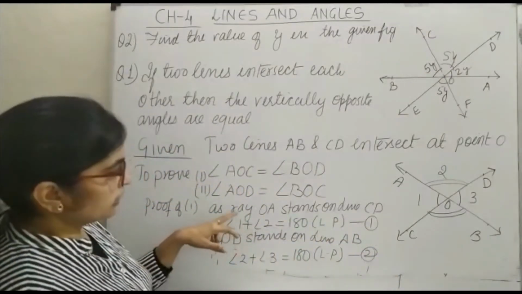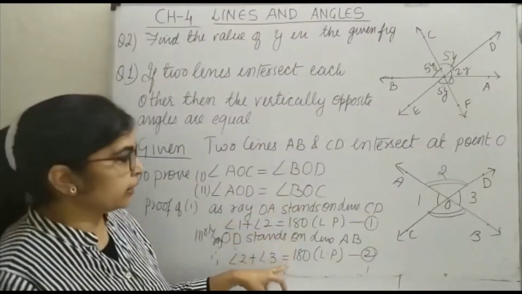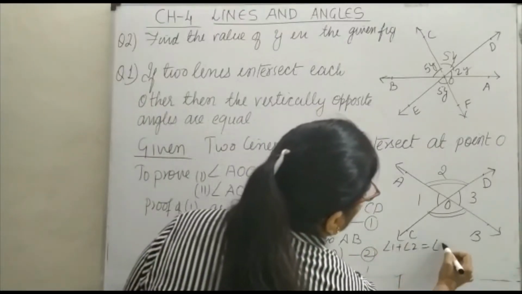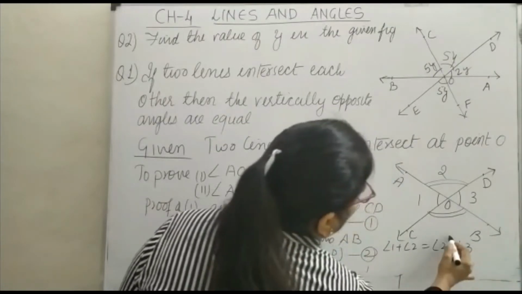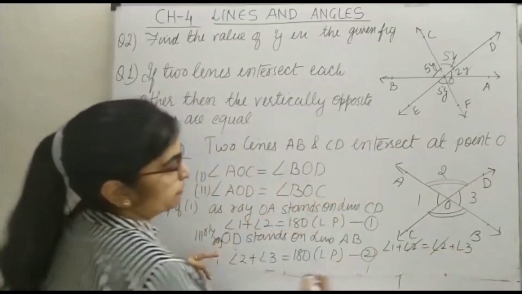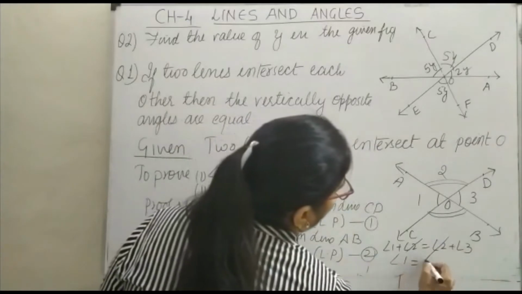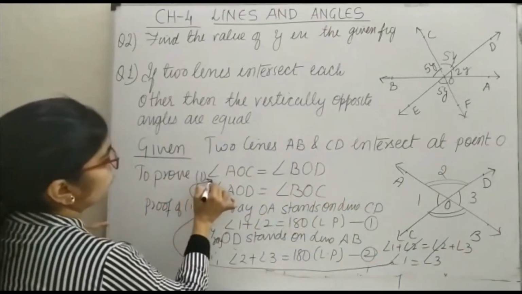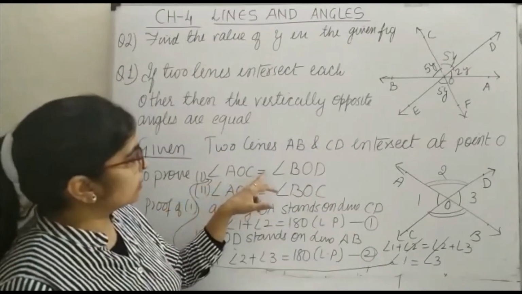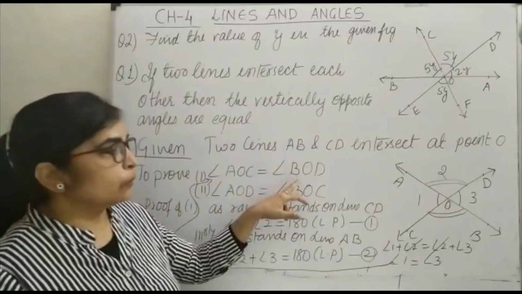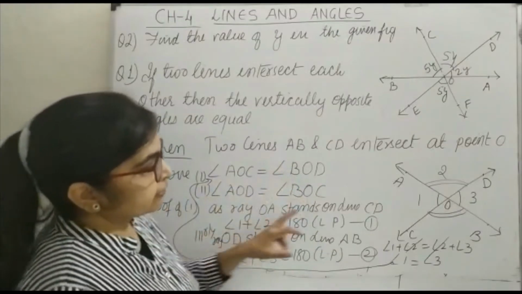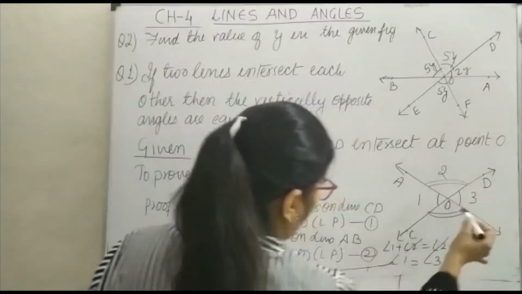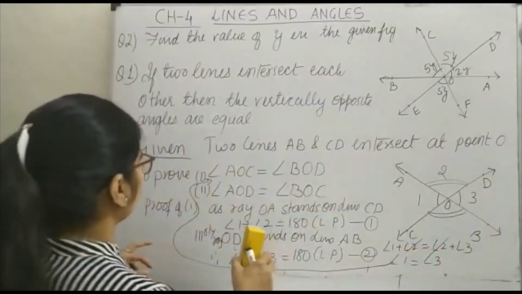Now you can see here from 1 and 2, both are equal to 180. We can write angle 1 plus angle 2 is equal to angle 2 plus angle 3. Angle 2 and angle 2 will be cancelled on comparing. So angle 1 is equal to angle 3. Now when angle 1 is equal to angle 3, we have shown that angle AOC is equal to angle BOD. Similarly, just see how we can prove the other one.